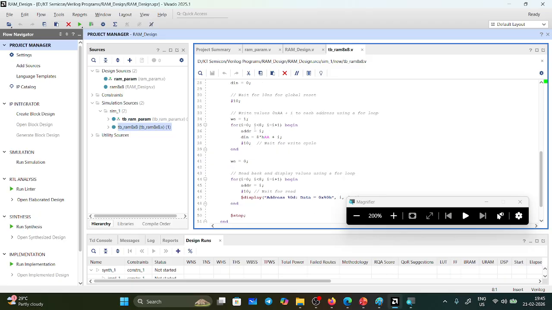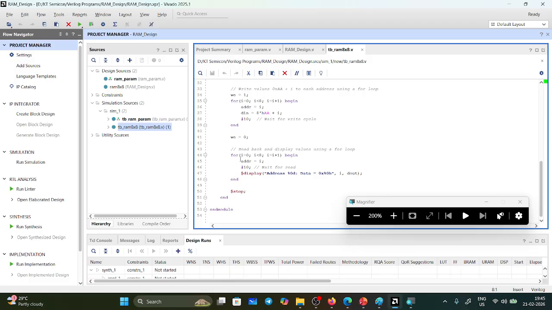For i equal to 0, i less than 8, i equal to i plus 1, begin, address equal to i, and d in equal to 8'h AA plus i. So that means initially this is AA. Next time it becomes AB, AC, AD, AE, up to a total of 8 values. This for loop will be executed.